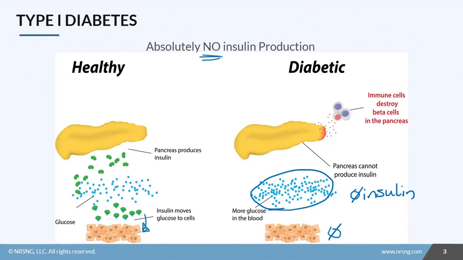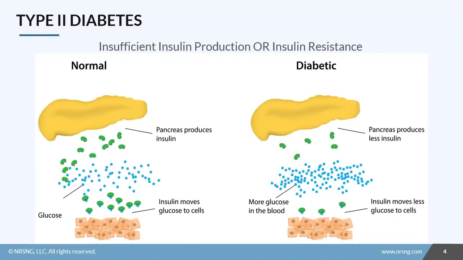So, as you can imagine, these patients are considered insulin dependent. Now, this used to be also called juvenile onset diabetes or juvenile diabetes, but they found that it can actually develop later in life as well, so we stick to type 1 or insulin dependent diabetes.